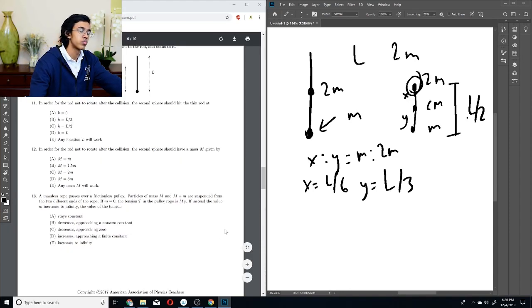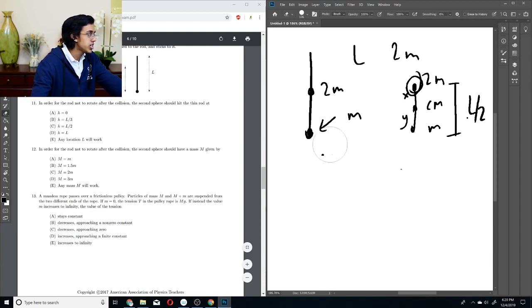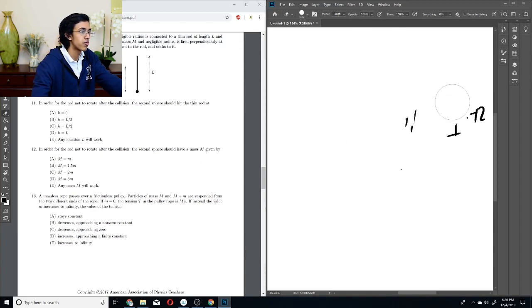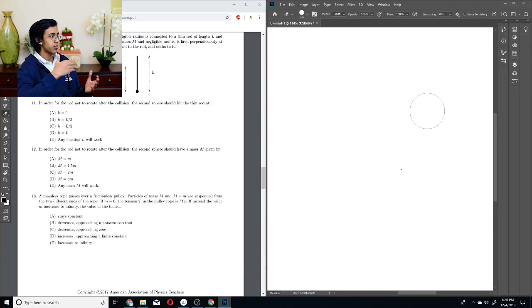We're zooming through these problems. It's pretty epic. Okay, 13. A massless rope passes over a frictionless pulley. Particles of mass m and m plus M are suspended from the two different ends of the rope. If m equals 0, the tension T in the rope is mg.